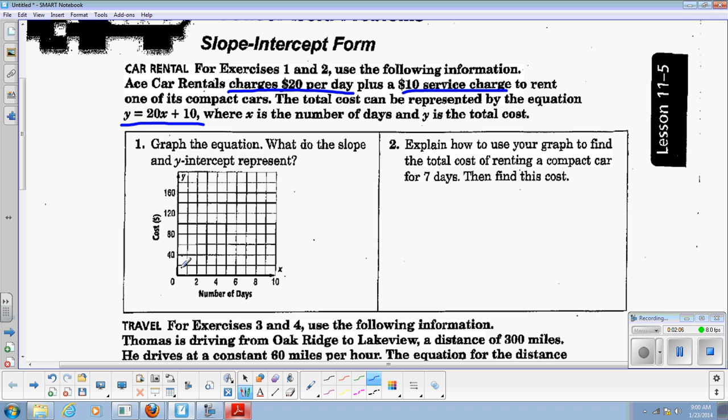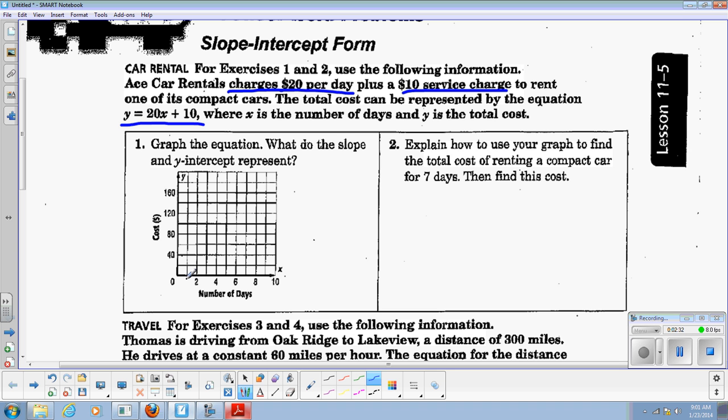And when you get done, be sure to draw that line all the way out to the edge of the box over here, because question 2 is going to ask you to read that line. Let's look at question 2. It says explain how to use your graph to find the total cost of renting a compact car for 7 days, then find this cost. You're going to write a couple brief sentences telling how to do that, and then you find the actual cost.